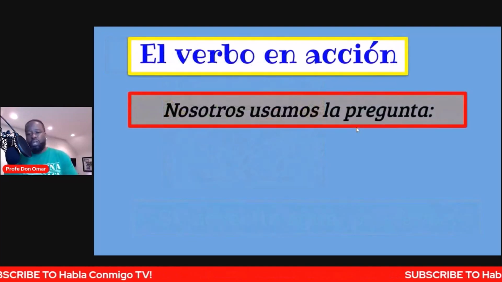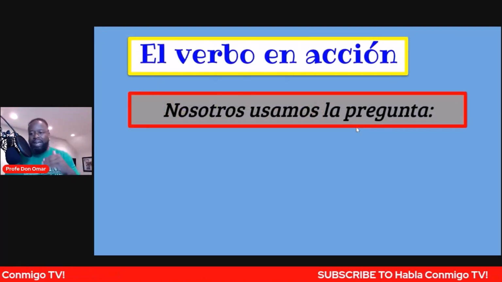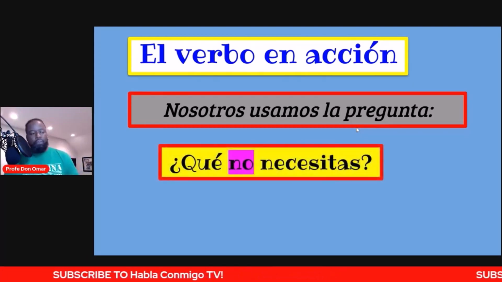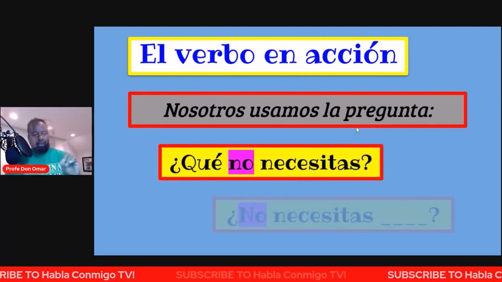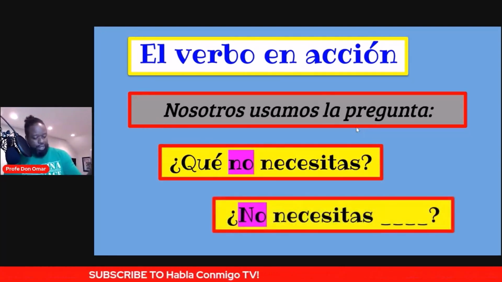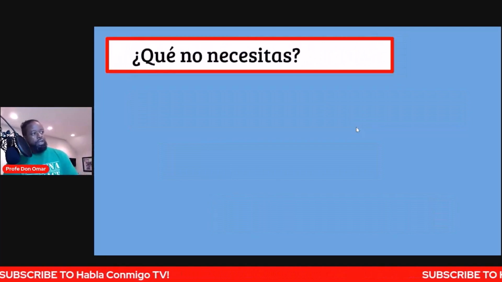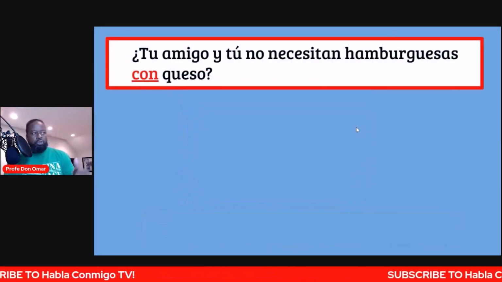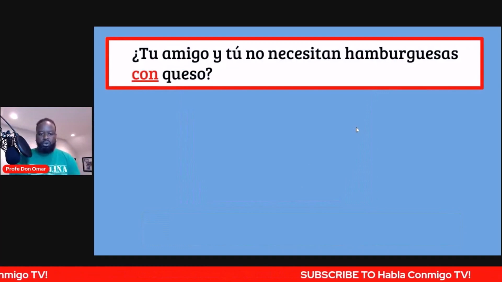Y ahora podemos usar el verbo en acción en una manera negativa. We can use the verb in action from a negative standpoint. Por ejemplo, ¿qué no necesitas, right? No necesitas blank. Let's take a look. ¿Qué no necesitas? No necesito verduras. Tu amigo y tú no necesitan hamburguesas con queso.